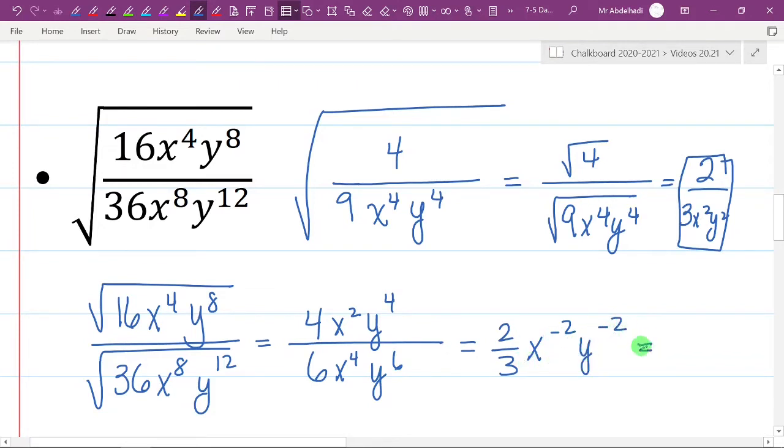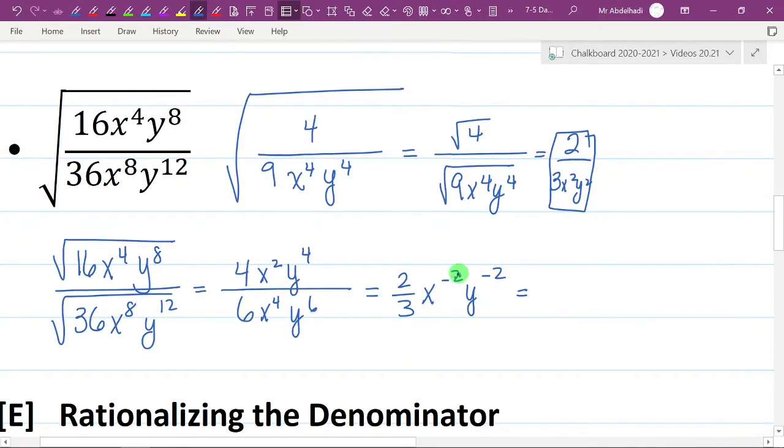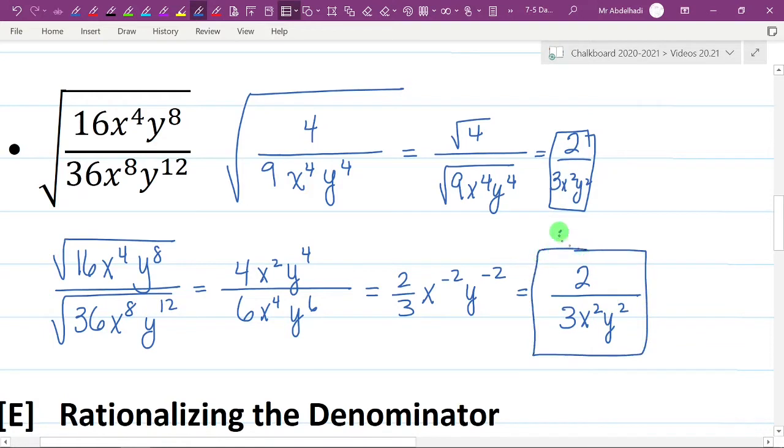And of course you have to get rid of your negative powers. And the way you do that is by flipping things that are with negative powers down to the bottom. So now you have a 2 on the top, a 3 on the bottom. This x squared flips to the bottom, becomes x squared like that, and this y squared flips to the bottom, becomes y squared like that. You get the same answer, okay?